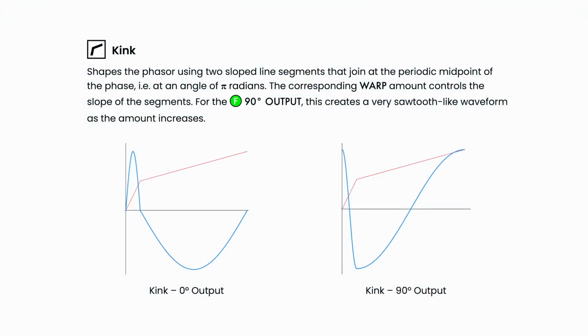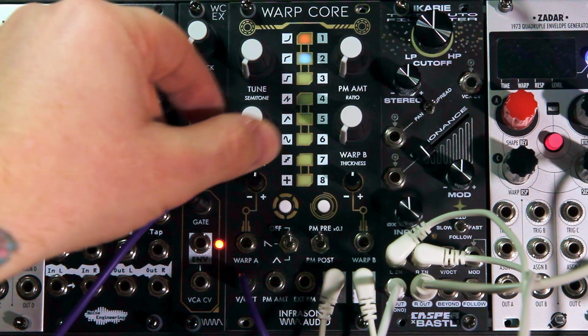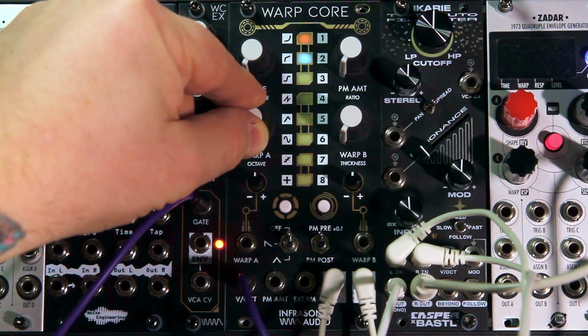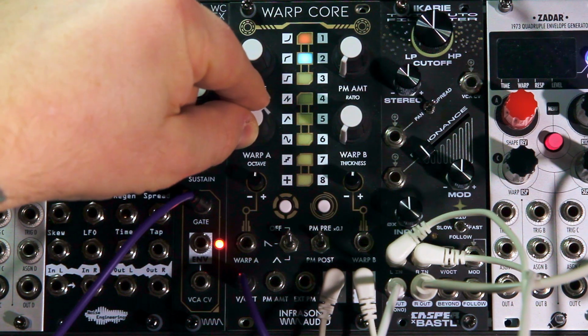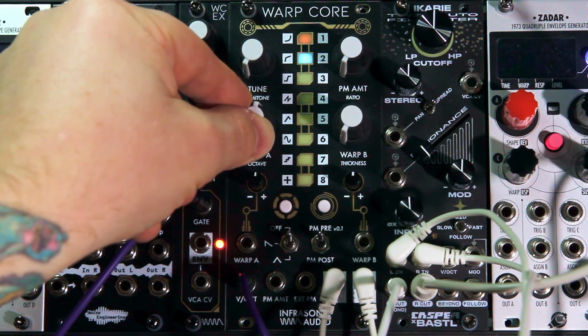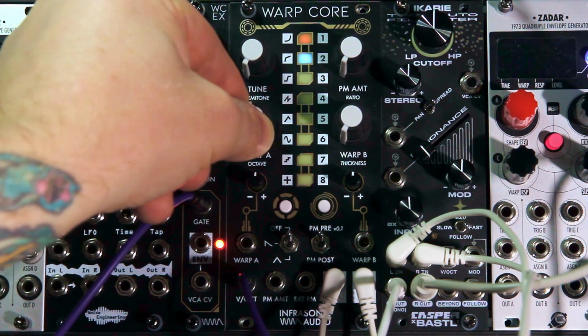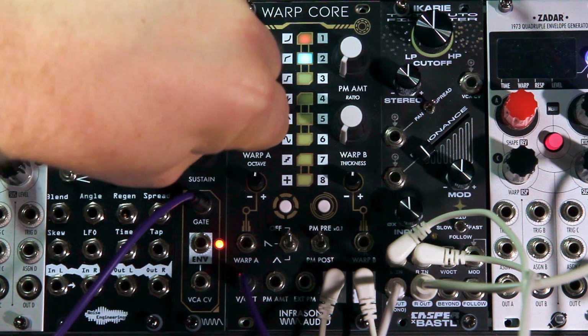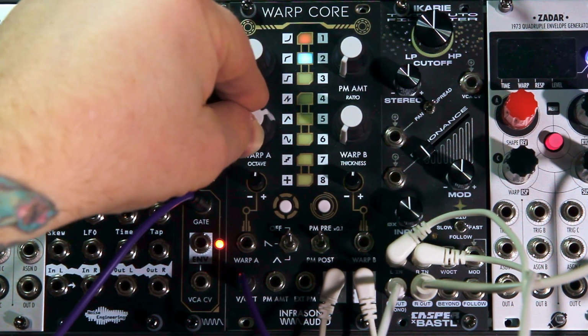The second one is called Kink, which is similar to bend but shapes the phasor using 2 sloped line segments. Let's hear that. So it's got a bit of a brighter sound to it, especially at the upper regions there.